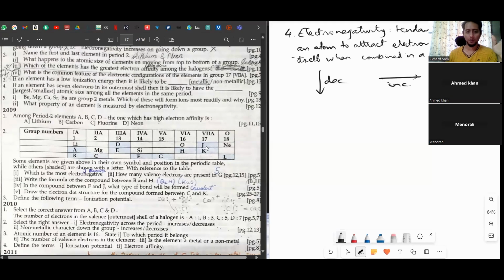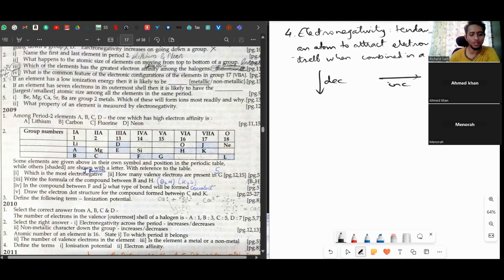Understood? Okay, next. How many valence electrons are present in G? Easy one. G is in the 15th group, or 5th. So how many valence electrons? 5. Valence electrons means electrons in the outermost orbit. So 5th group means 5 electrons in the outermost orbit. 6th group means 6 electrons. 7 means 7 electrons. And the last, 18th group, means 8 electrons in the outermost orbit. That's an easy one. In your book, different questions are there. We'll see the questions from here first.